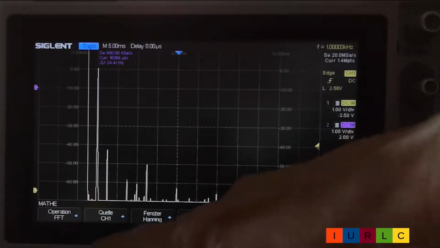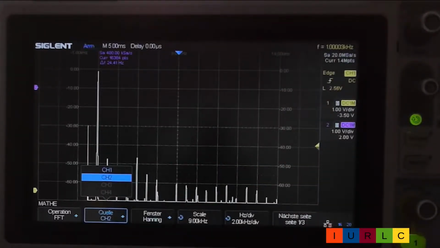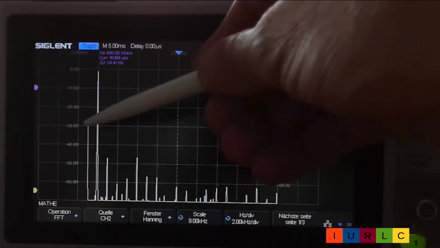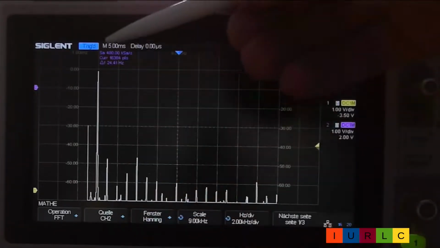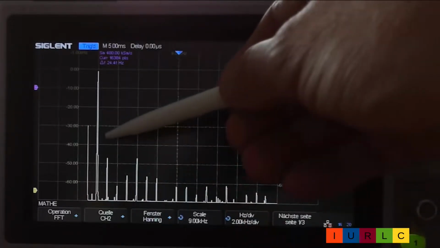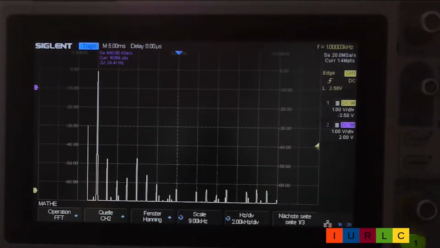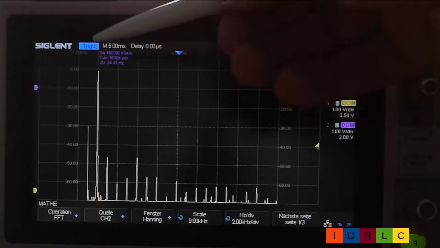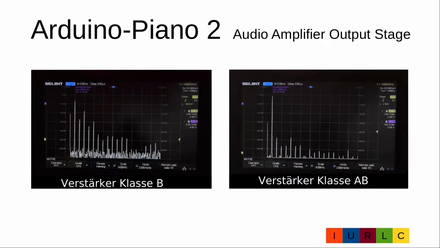I switch now over to channel 2 for the output signal, and we see, due to the electrolytic capacitor, the output DC is removed. We have the big signal on 1 kHz, and the harmonics are far below -40 dB. The 1 kHz signal is here also a little bit smaller, as we have seen it in the time signal. And now in the end, an acoustic comparison of the two amplifier classes.